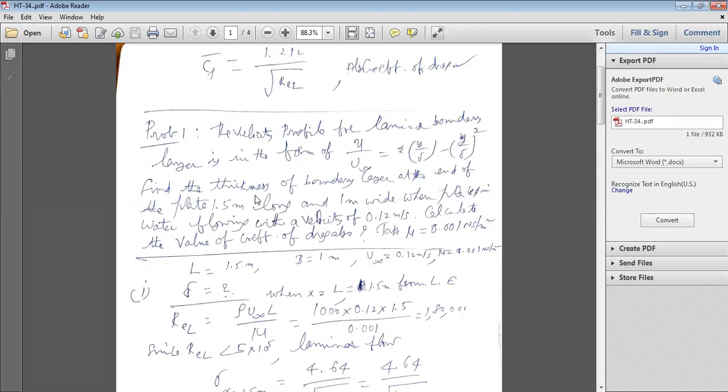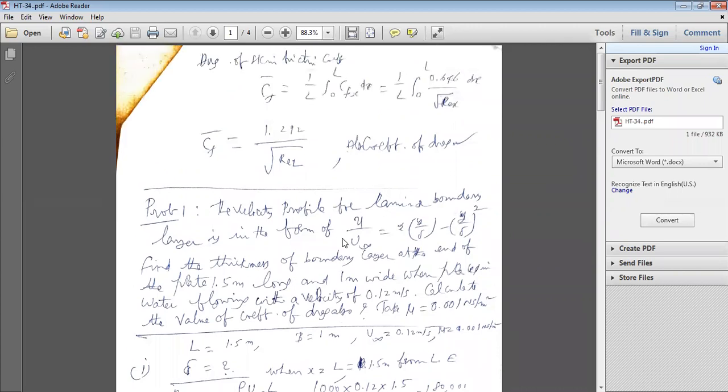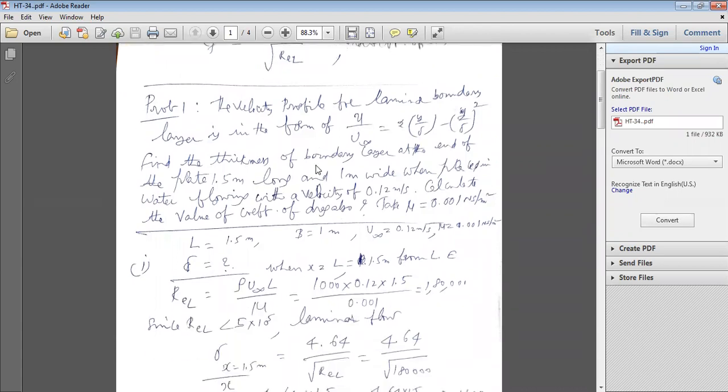The plate is placed in water, so the fluid is water, flowing with a velocity of 0.12 meters per second. Calculate the value of the coefficient of drag. So how do you calculate the coefficient of drag? Here the coefficient of drag, CFR, is equal to 1.29 divided by square root of REL.